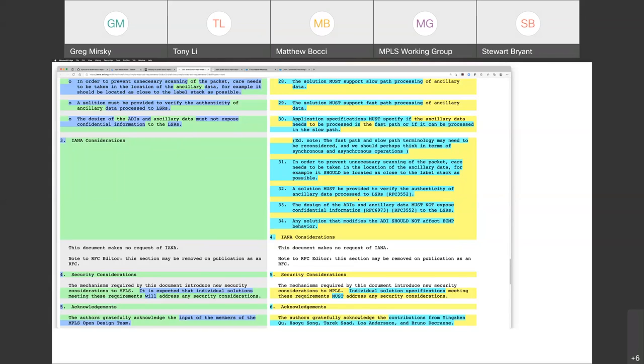We can certainly say it creates no security issues that don't already exist in MPLS. Well, we can leave it out and face it if we get the security comment. But I do anticipate getting one. We could just soften it. Yeah, and just say a solution may be needed to verify the.